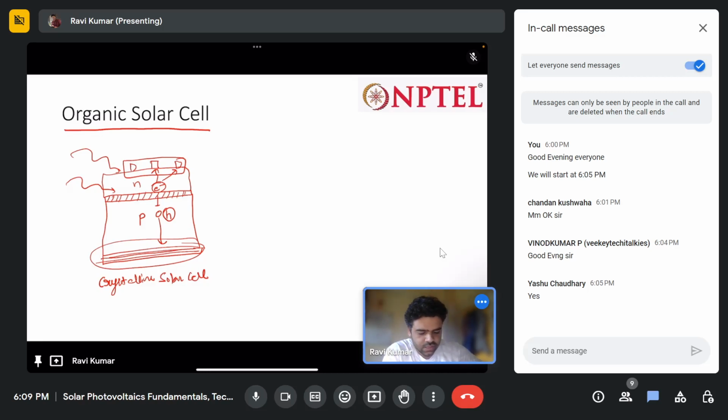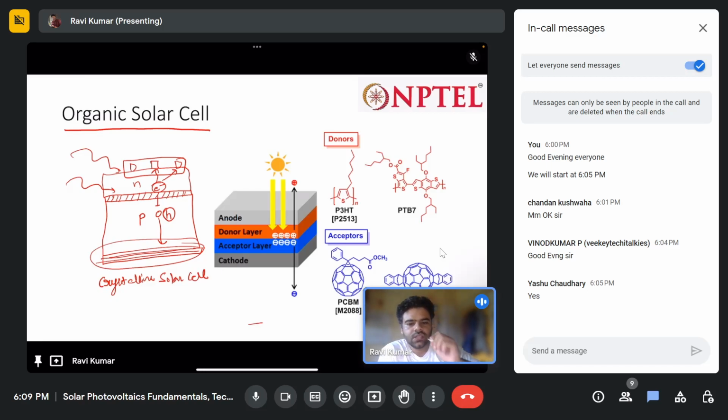So this is the picture of this organic solar cell. In place of N-type and P-type semiconductor, we have a donor layer and an acceptor layer. These are two different types of organic substances. Here P3HT is a donor type substance and PCBM is the acceptor. It means the donor will give electrons when light falls on its surface, and the acceptor will accept those electrons. So it is an acceptor and that is a donor.